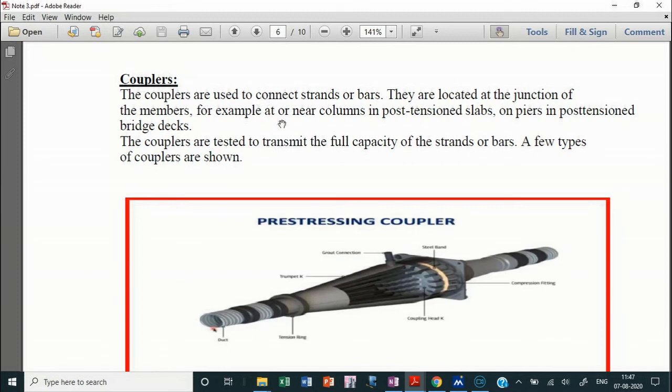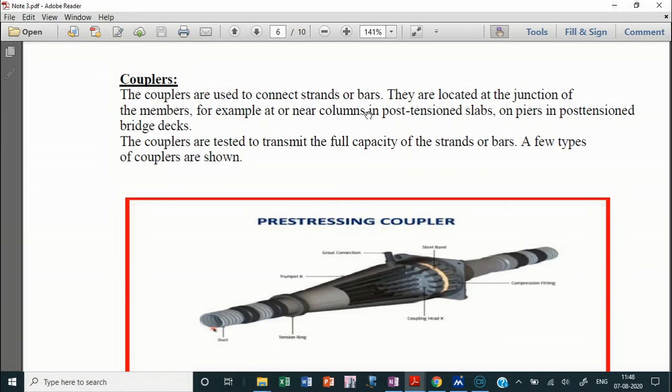Couplers are used to connect the strands or bars. They are located at the junction, for example at or near columns in a post tensioned cable, or piers in a post tensioned bridge deck. Okay, what happened? You need to splice it up. Why do you need a coupler?